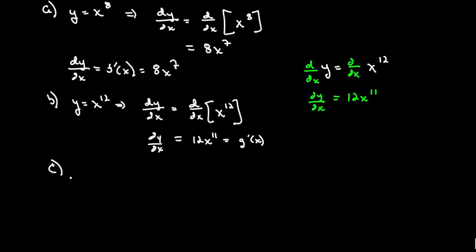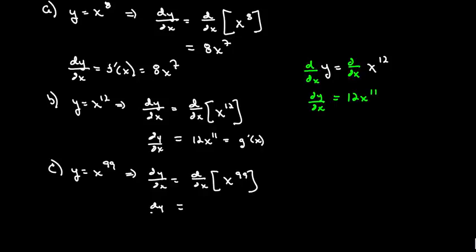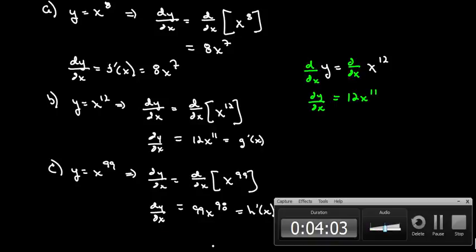So c is y is equal to x to the 99th. That implies that dy dx is equal to d dx of x to the 99th. Using the power rule, we get 99x to the 98th, which is h prime of x. Okay.